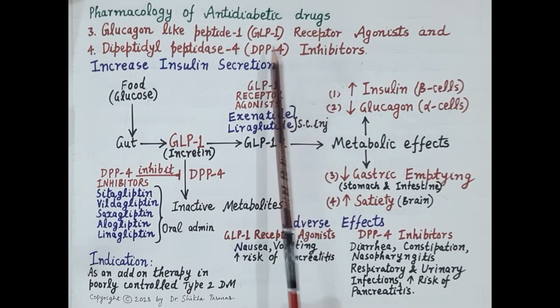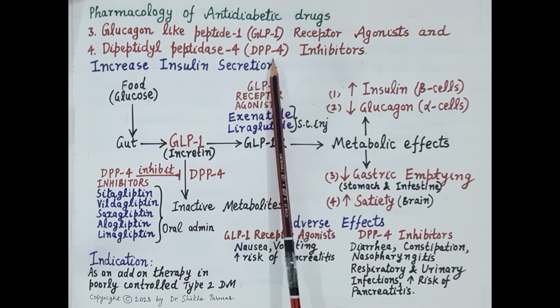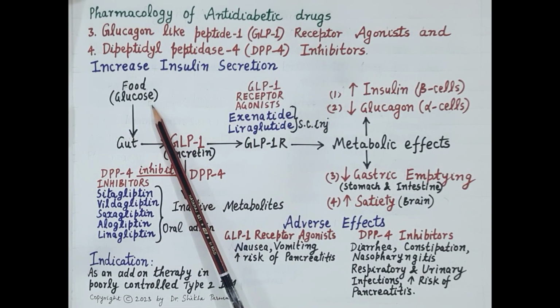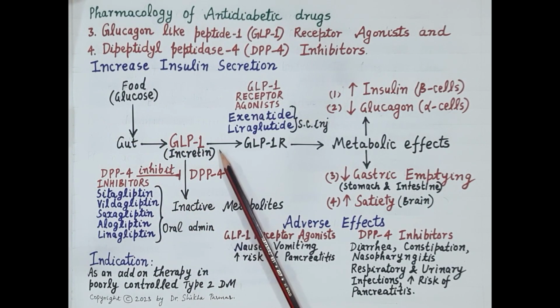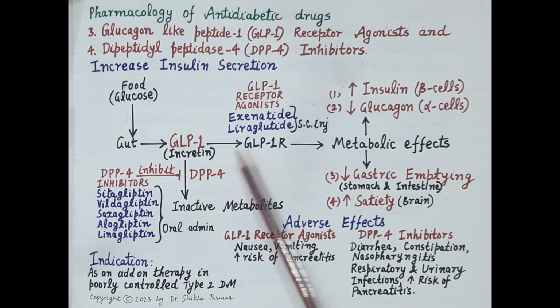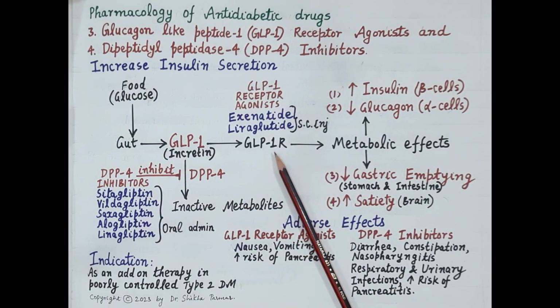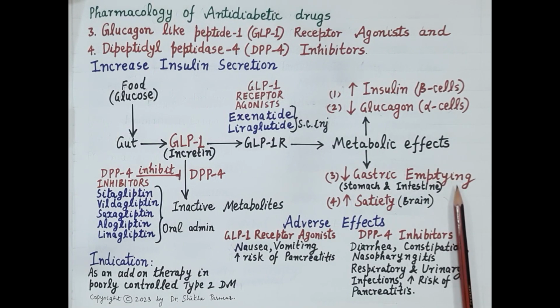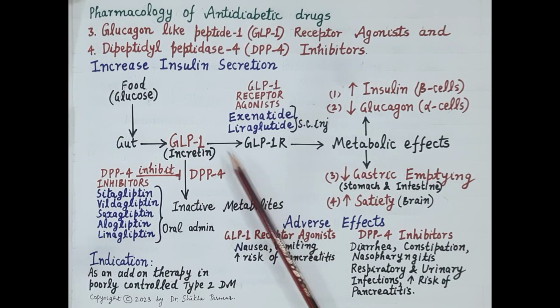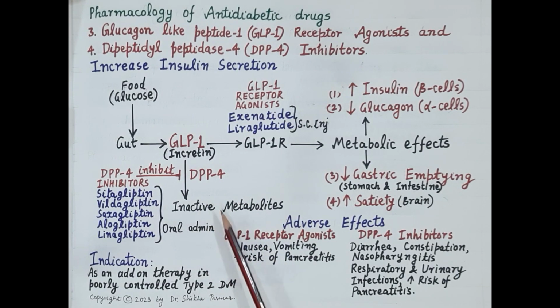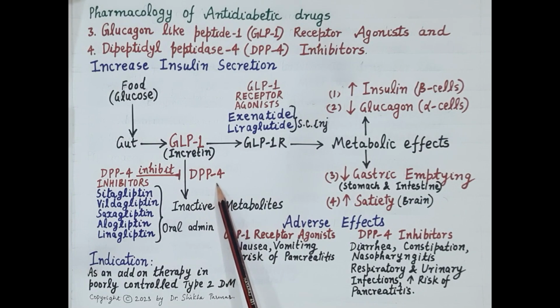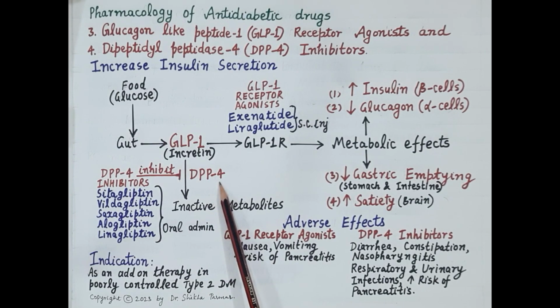Now, let's first understand what is GLP-1 and DPP-4. Now, carbohydrates in the food release glucose. Glucose stimulates gut or intestine to release GLP-1. GLP-1 is an incretin, an intestinal hormone that binds to GLP-1 receptors and produces these four main effects that improve glycemic control. Now, GLP-1 is rapidly broken down to inactive metabolites by the enzyme dipeptidyl peptidase 4, in short DPP-4.